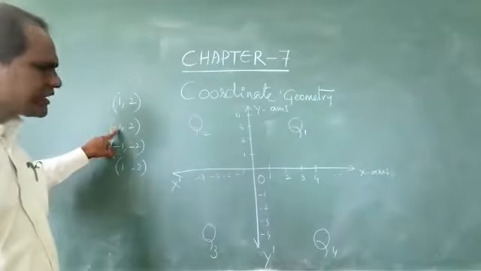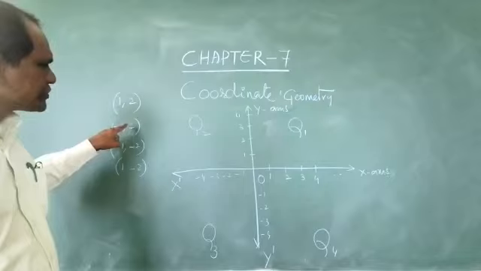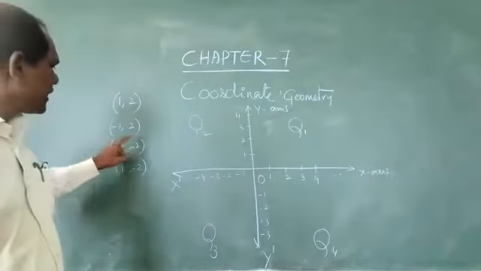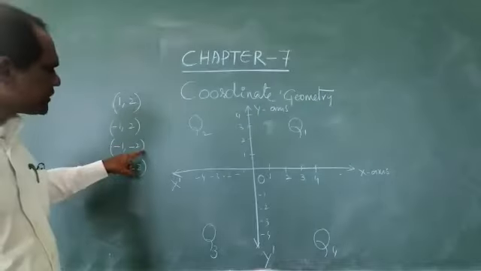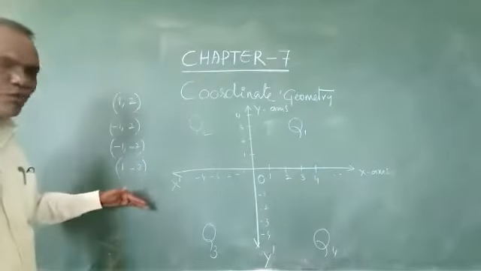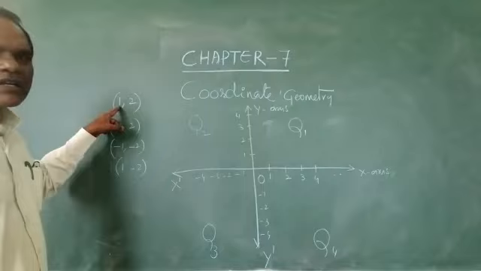Here also, minus 1 is the x coordinate in the second point, 2 is the y coordinate, and minus 1 is the x coordinate and minus 2 is the y coordinate. Like that we have the 4 points. The first one is 1 comma 2.